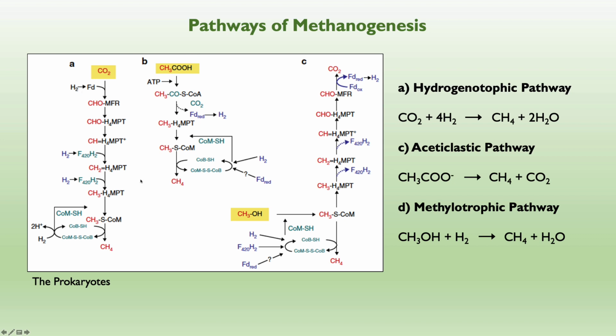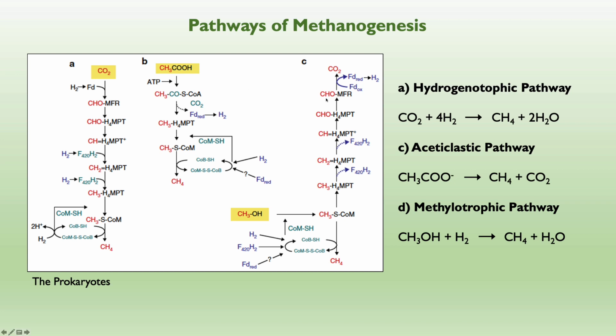This central pathway here, which is shown in B, is known as the acetoclastic pathway. And in this case, methane is produced from acetate. So the methyl group within acetate is reduced to methane, and then the carboxyl group within acetate is oxidized to CO2. So we can produce methane from acetate within this central pathway.